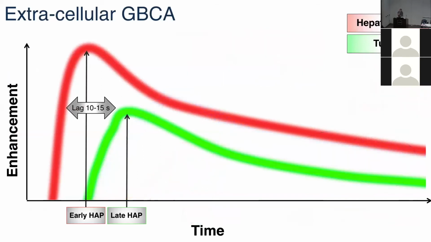So if you wanted to image a tumor, would you want to image early arterial phase, or would you want to image late arterial phase? If you want to image a tumor, I hope I can convince you that you want to image in the late arterial phase.